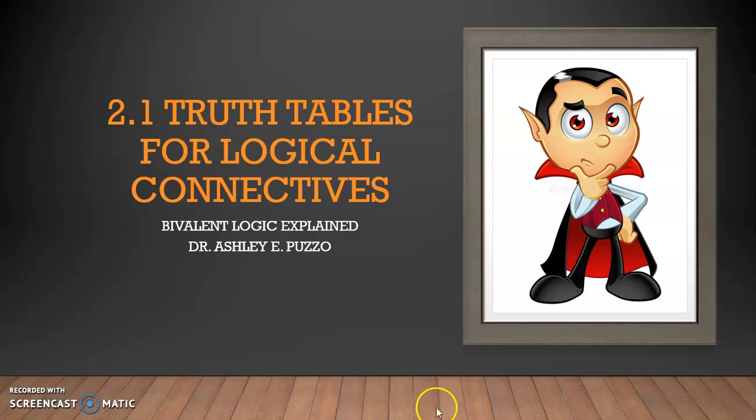It's Ash. We're going to cover section 2.1 of the text today. We're going to hit the truth tables, all right? And we're going to define how to build the truth tables, what the truth tables are for the five main logical connectives, and how to apply them.